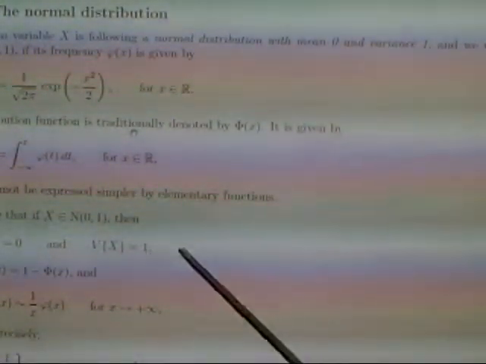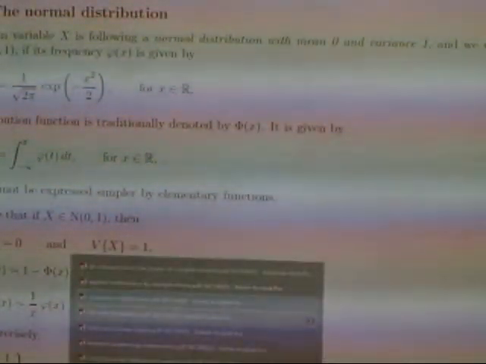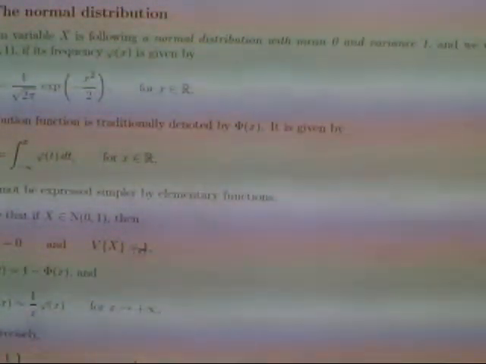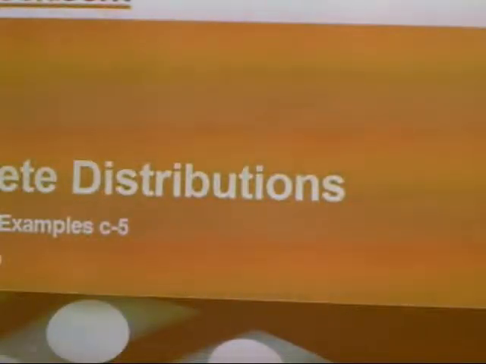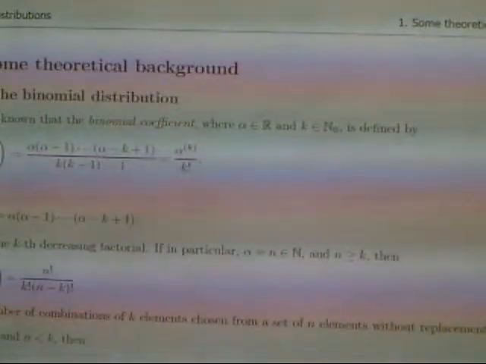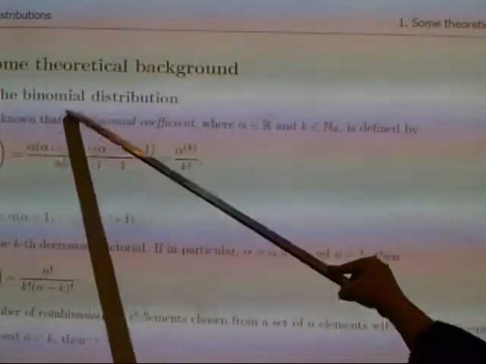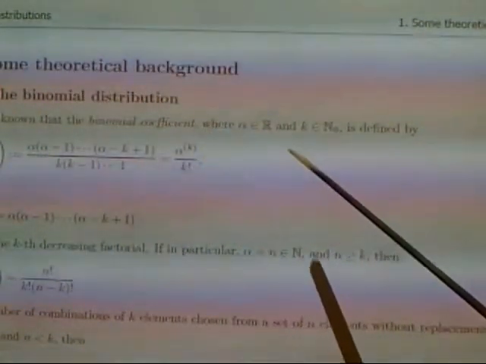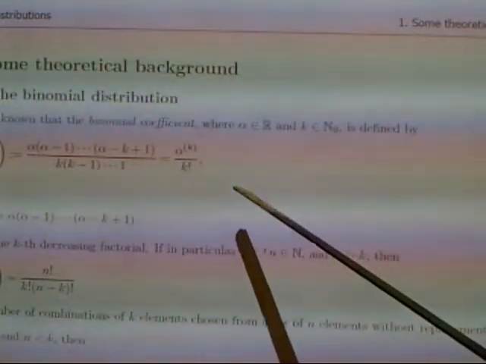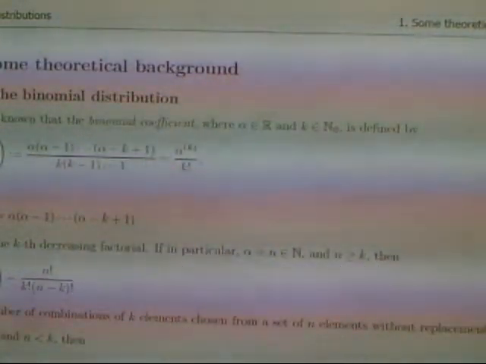So this is how we talk about the normal distribution. And then we talk about the discrete distribution. Okay, those are some of the theoretical background of the discrete distribution. So this is the kind of the binomial distribution.